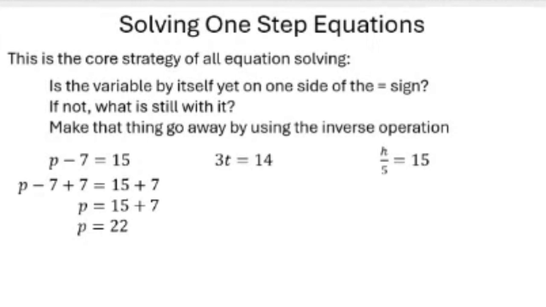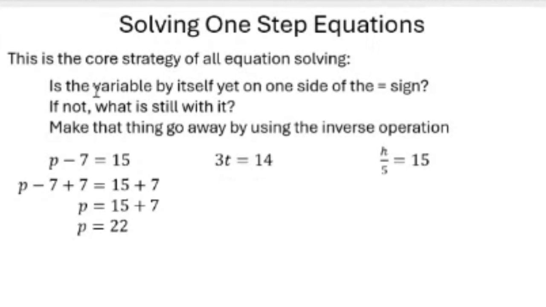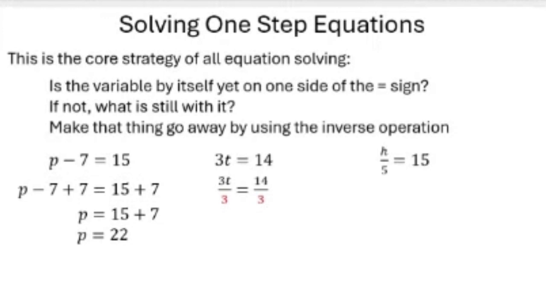Let's look at this next one, 3t equals 14. Ask the question, is the variable by itself? Is the t by itself? No, it's not. There's that 3 with it. How is that 3 connected? That 3 is not added. It's not subtracted. That 3 is multiplied by the t. What makes times 3 go away? What's the opposite of times 3? It is divided by 3. So we divide both sides by 3.